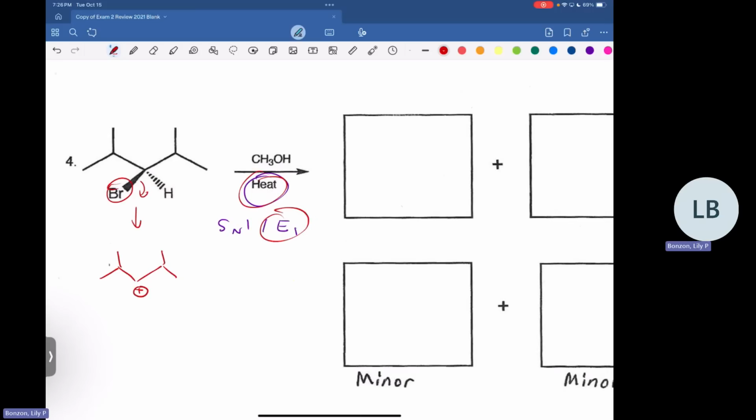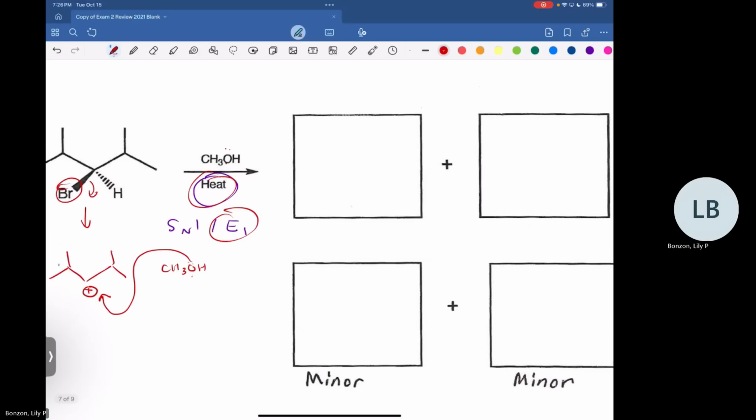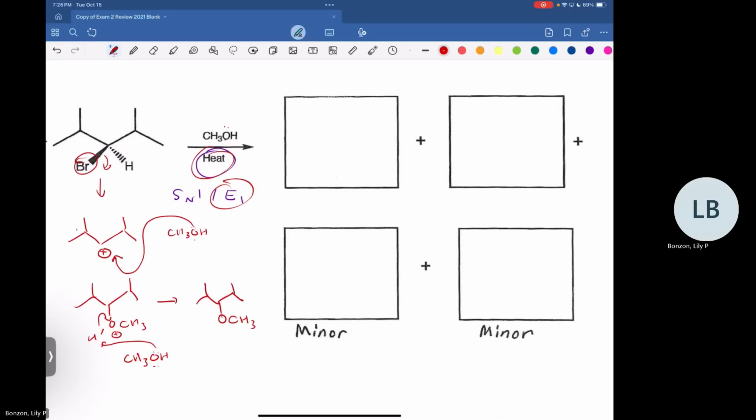And so what we can do right off the bat is take this methanol, and that can attach itself to that positive charge. And then we'll have OCH3. And then another equivalent of that base is going to deprotonate that hydrogen. And so we'll be left with this as our final product. So that's going to be one of our products.